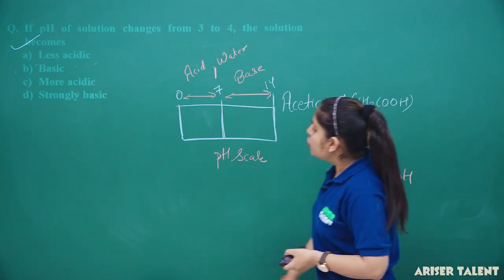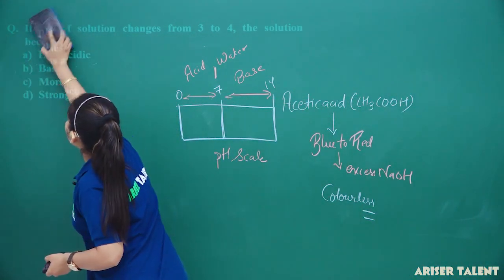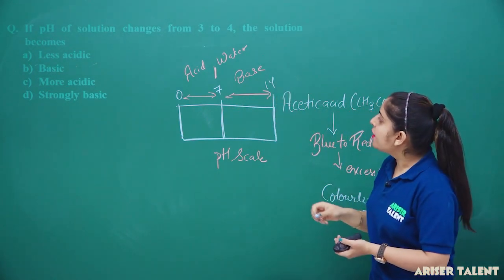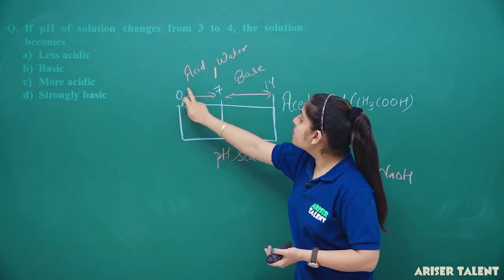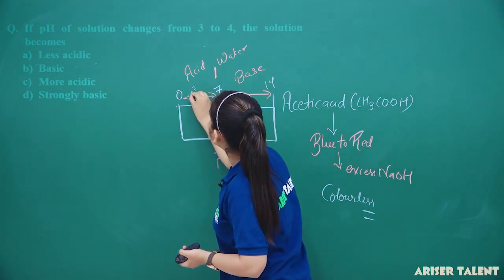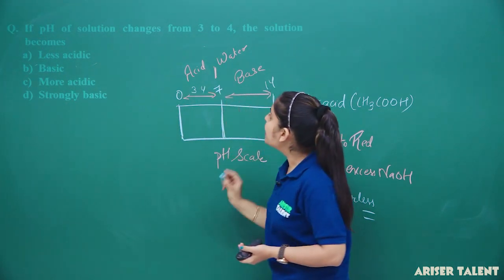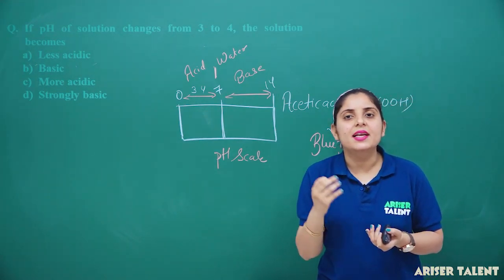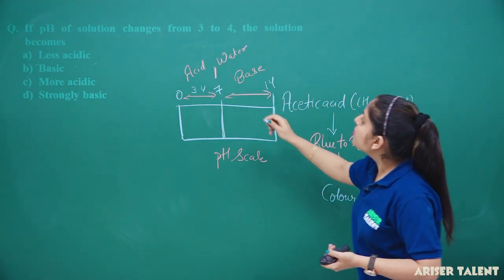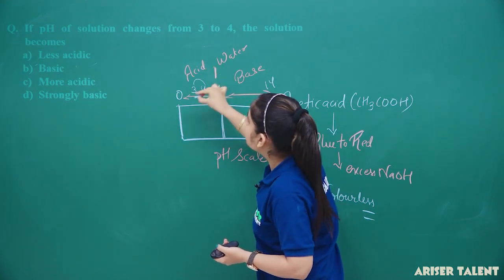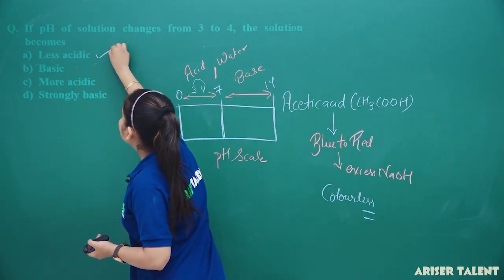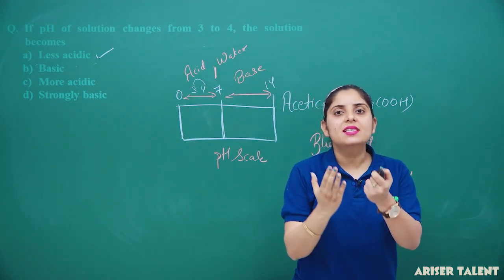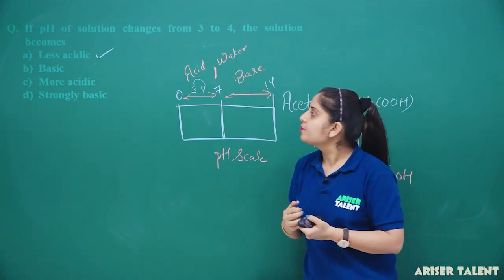If the pH of a solution changes from 3 to 4, the solution becomes. So you can see here, if the pH of a solution is changing from 3 to 4, we can say that the acid at pH 3 will be more acidic as compared to 4. So if it is changing from 3 to 4, we can say that the solution will become less acidic, because pH value 3 is more acidic as compared to pH value 4.